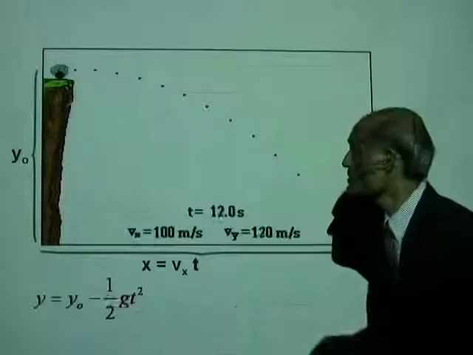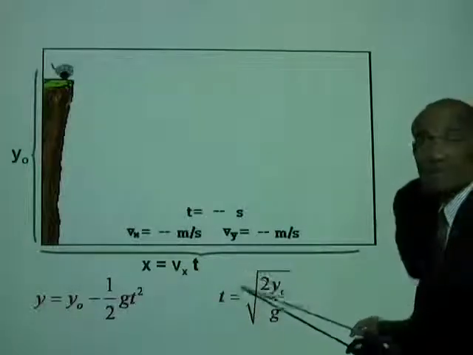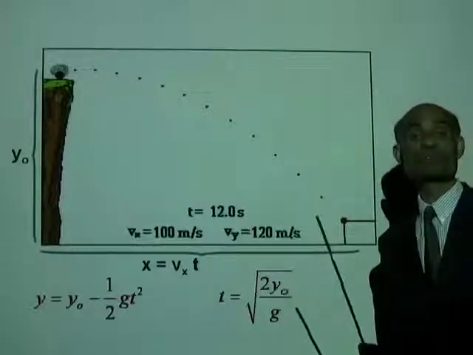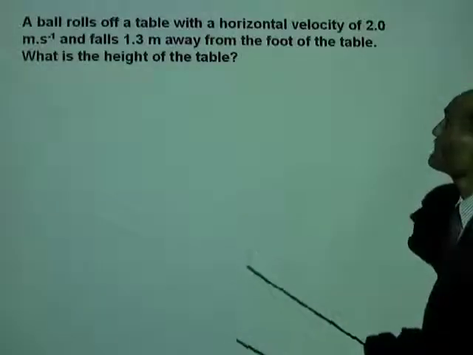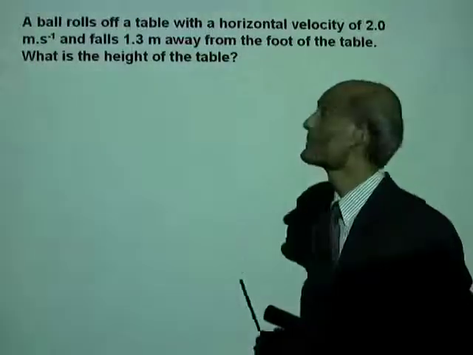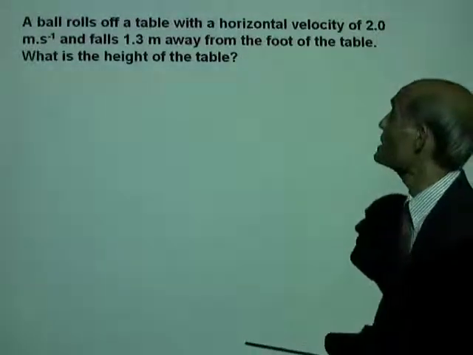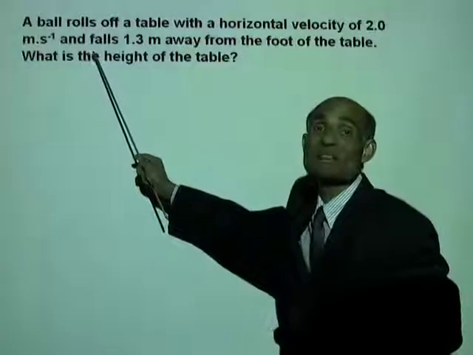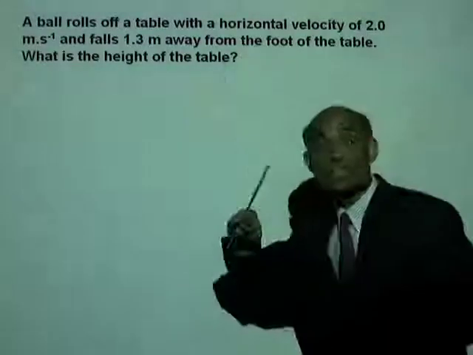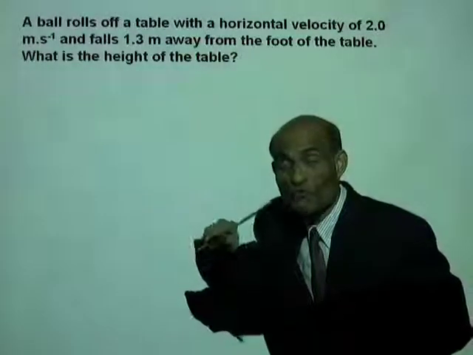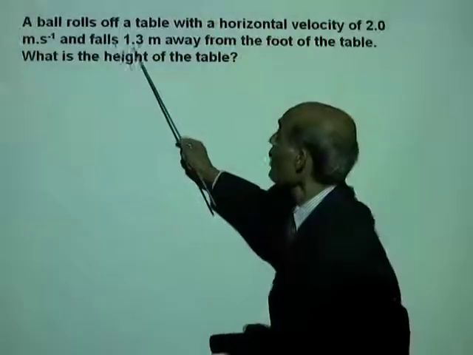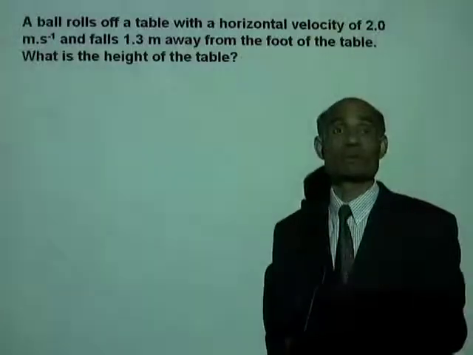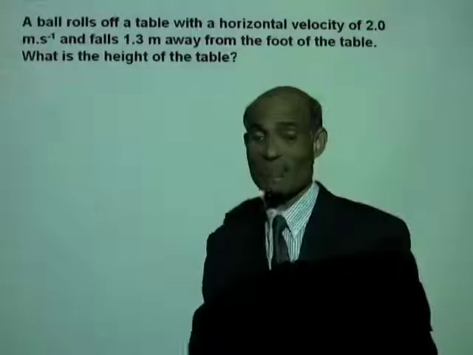So y equals y0 minus 1/2 gt squared, that gives us the time of fall, the square root of 2y0 over g. Let's do a problem. A ball rolls off a table with a horizontal velocity of 2 meters per second, meaning that is the horizontal Vx, and falls 1.3 meters away from the foot of the table. What is the height of the table?